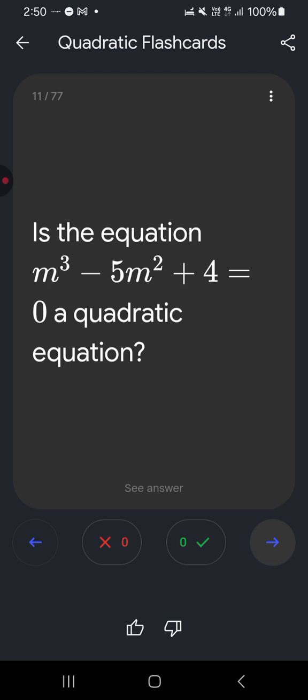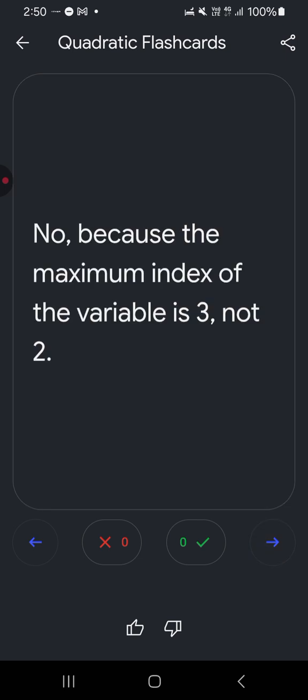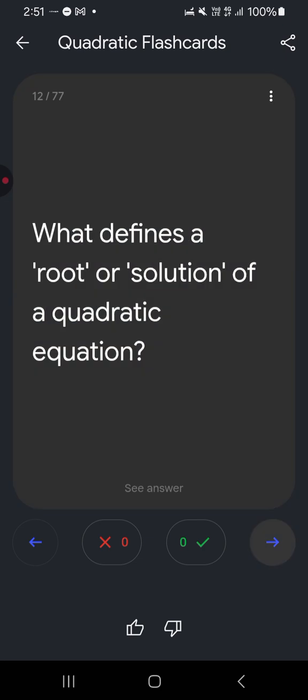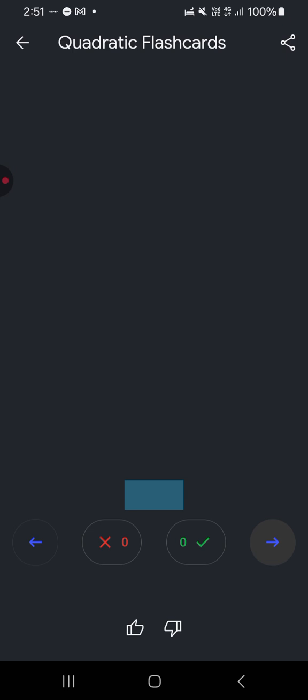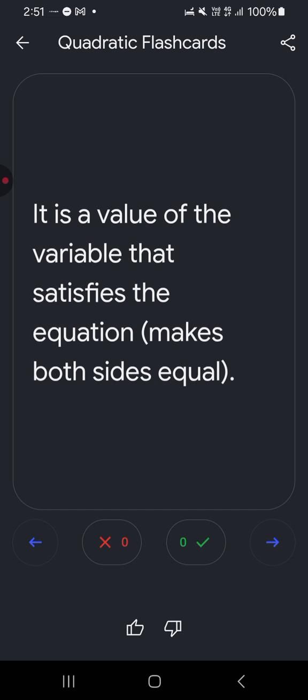Is the equation m cube minus 5m square plus 4 is equal to 0 a quadratic equation? No, because the maximum index of the variable is 3 and not 2. Therefore, it is not a quadratic equation. What defines a root or solution of a quadratic equation, or what do we mean by root of a quadratic equation? It is the value of the variable that satisfies the equation, that is makes both sides equal.